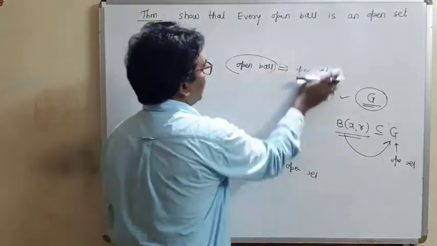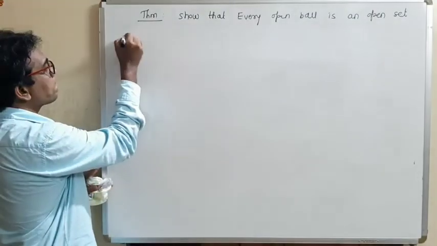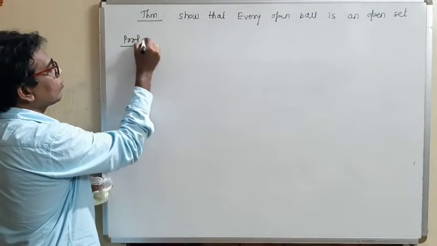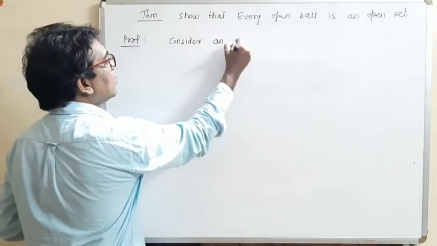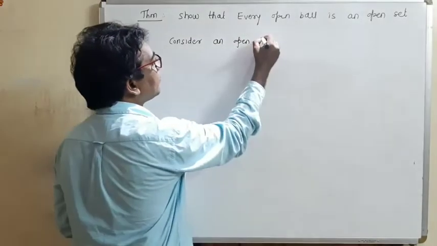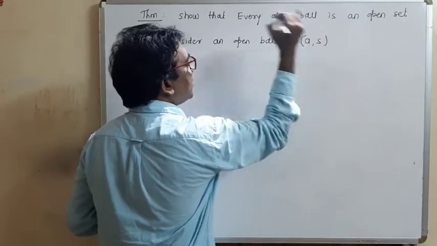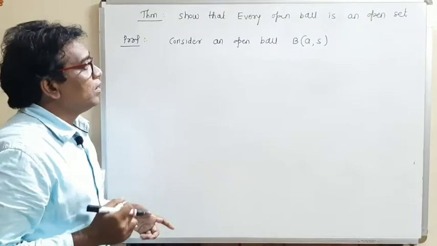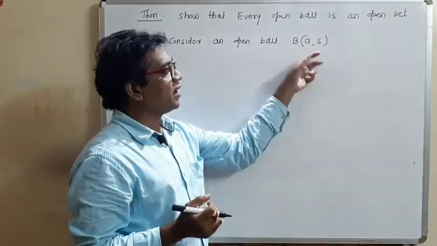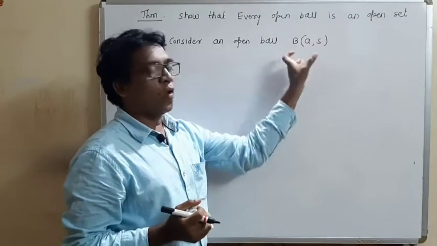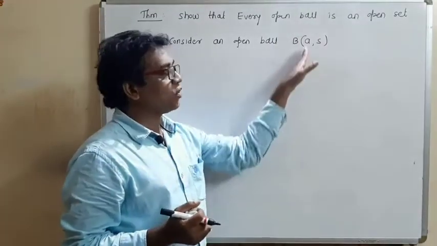So write down now the proof. Consider an open ball. Consider this open ball B with center at A and radius S. Now we want to show that every open ball is an open set, so let us take some open ball with center at A and radius S. Now show that this is an open set. So what is the basic idea? Just find out some open sphere which is a subset of this set.